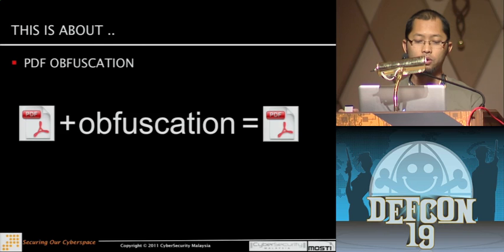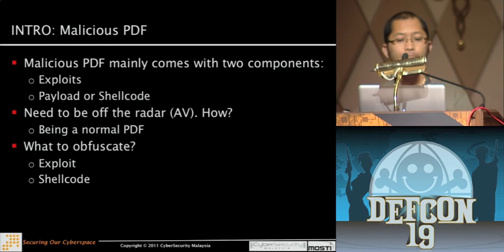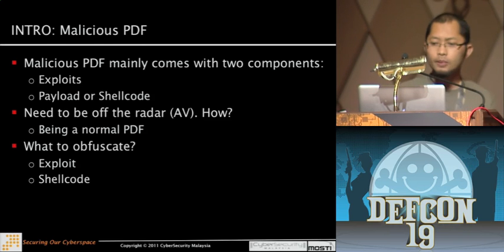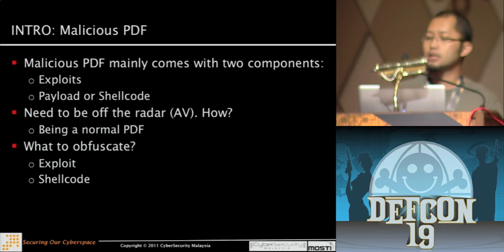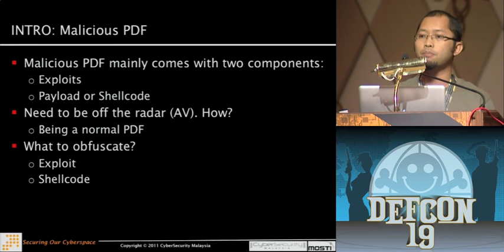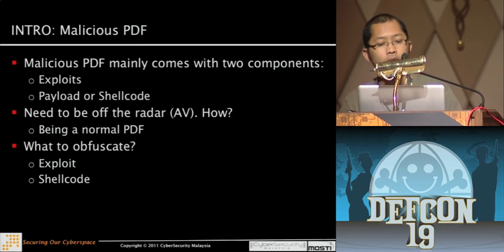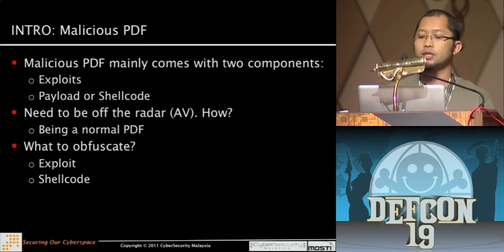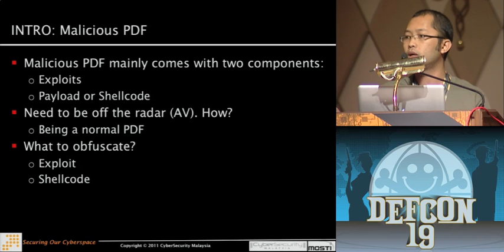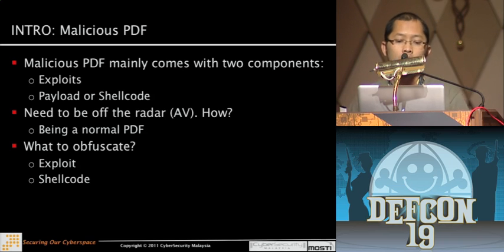The main reason why you want to obfuscate it, well, there are many reasons. Malicious PDF mainly comes with two components. The first one is the exploit, and the second one is the payload itself, or shellcode rather. The main reason, like I mentioned, is the need to stay off the radar. How? Obviously, you need to look like a normal PDF. You cannot look malformed, because if you do, you raise a red flag for any security product for detection.